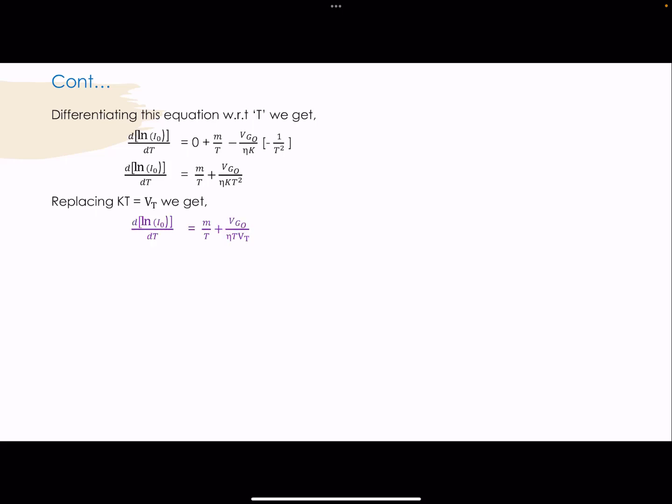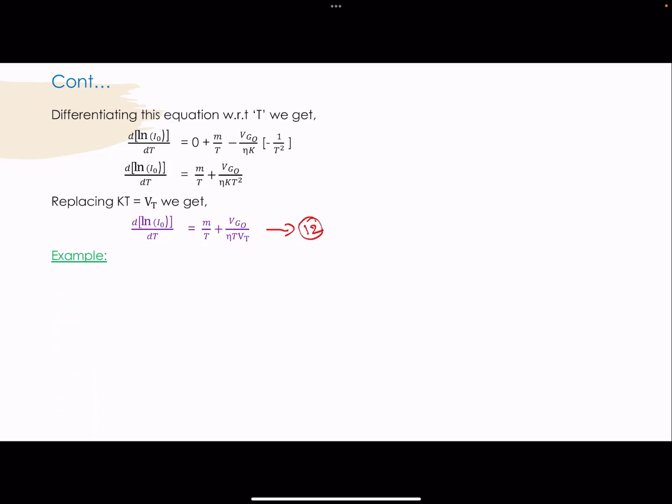Now differentiating this equation with respect to T, we get d ln of I0 by dt is equal to 0 plus m by T minus VG0 by eta k into minus of 1 by T square, by which d ln of I0 by dt is equal to m by T plus VG0 by eta k T square. Now by replacing kT is equal to Vt, we get d ln of I0 by dt is equal to m by T plus VG0 by eta T into Vt. Let it be equation 12.